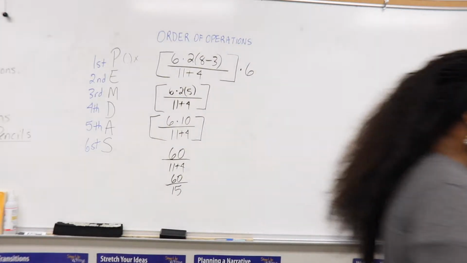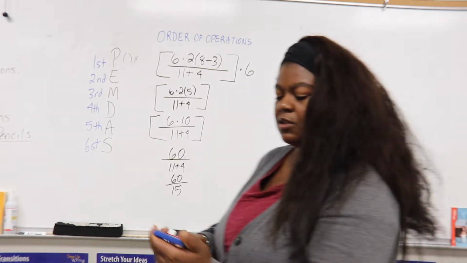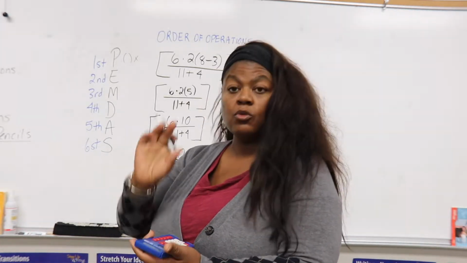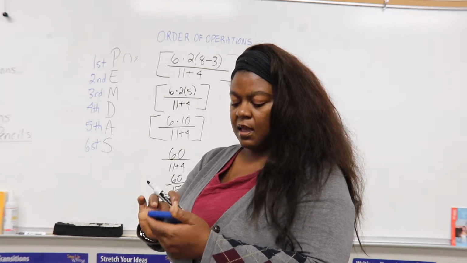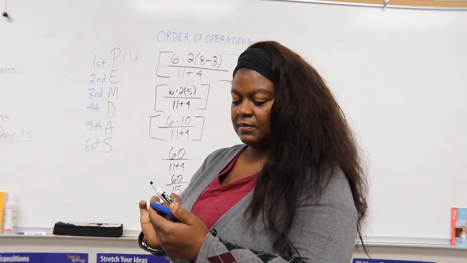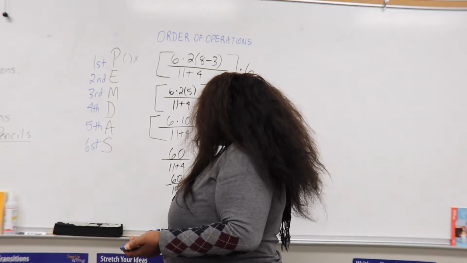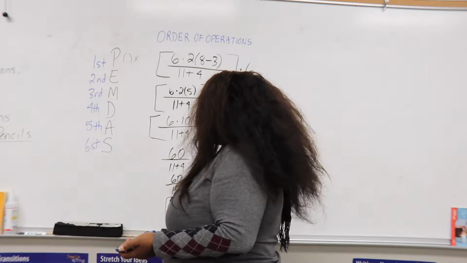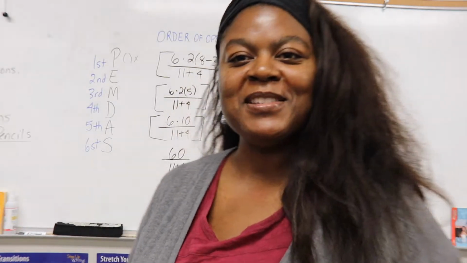So let me get a calculator. The quotient means division. The quotient of 60 and 15 is 4. Gosh, I would have been so wrong. So we have our solution. I'm going to do one more problem. Just give me a moment.